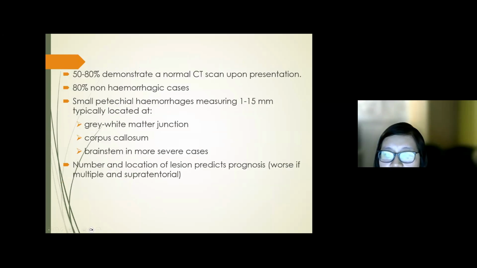So 50 to 80% demonstrate a normal CT scan upon presentation. 80% are non-hemorrhagic cases. Small petechial hemorrhages measuring 1 to 15 mm are typically located at the gray-white matter junction, corpus callosum, and also the brainstem in the more severe cases. So the number and the location of the bleeds predict the prognosis, and it is worse if there are multiple lesions and they are located in the supratentorial region.